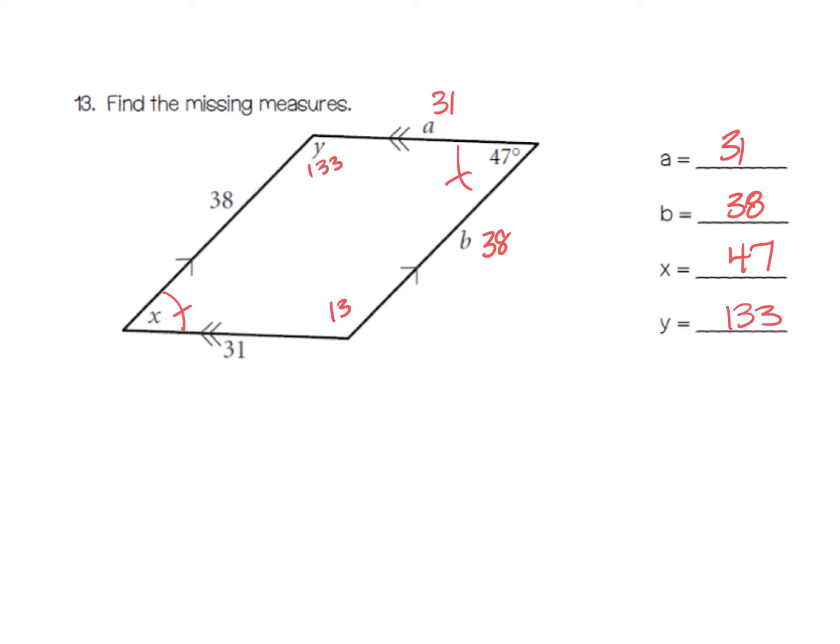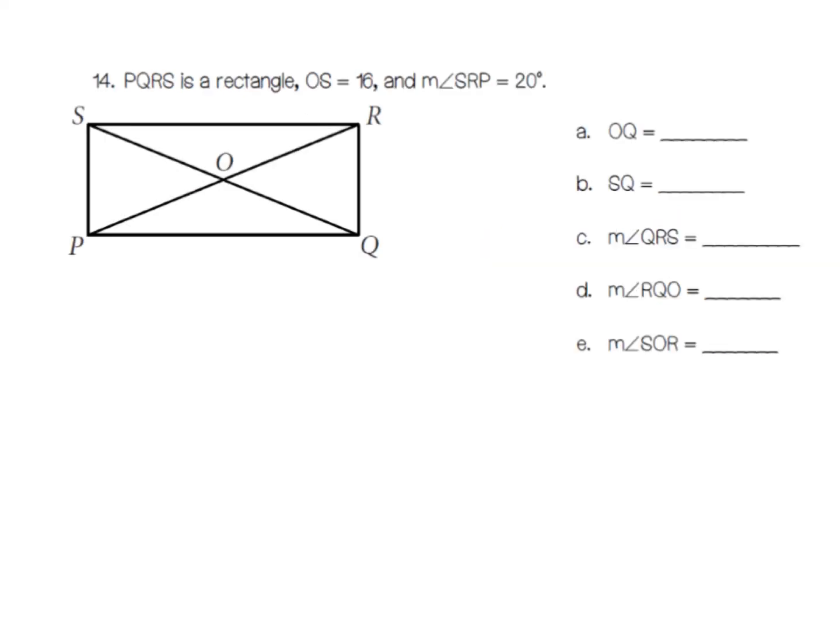Not that they asked, but this angle would also be 133. Okay, number 14, PQRS is a rectangle, so I need to know opposite sides are congruent, all angles are 90 degrees. We also know the diagonals are congruent and the diagonals bisect each other. All right, so we know that OS is 16 and angle SRP is 20 degrees. Again, don't forget we have all these parallel lines and everything, right?